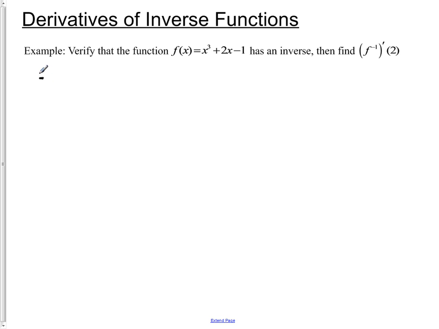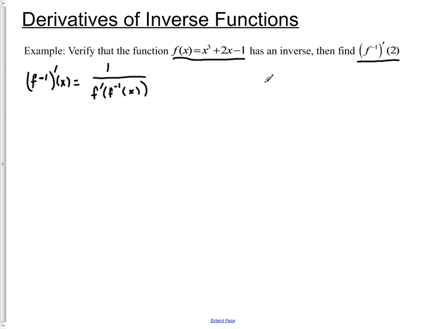Recall that if we want to find f inverse prime of x, our rule tells us that it will be 1 divided by the composition of f prime of f inverse of x. So how should we do it here? Well, if we're interested in finding f inverse prime of 2, we would have to use this formula to get there. So let's assure ourselves that we can get there by finding out whether or not this function is 1 to 1.